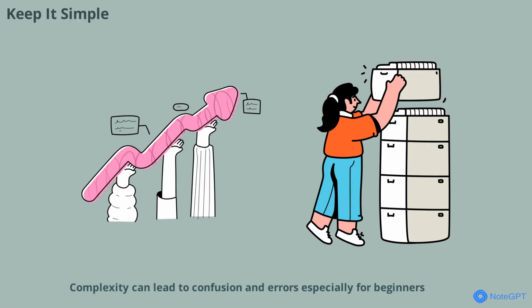Complexity can lead to confusion and errors, especially for beginners. Focus on the main drivers and relationships, and only add more detail when you're confident it's necessary. This approach not only saves time but also makes your model easier to understand and maintain. Remember, clarity is more valuable than complexity.